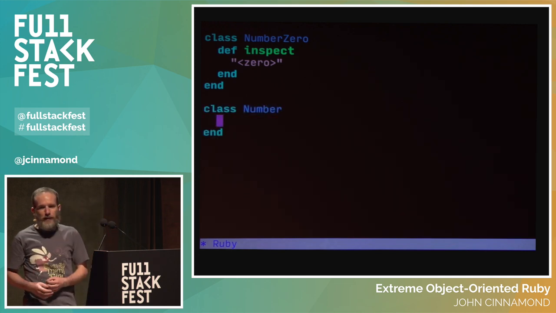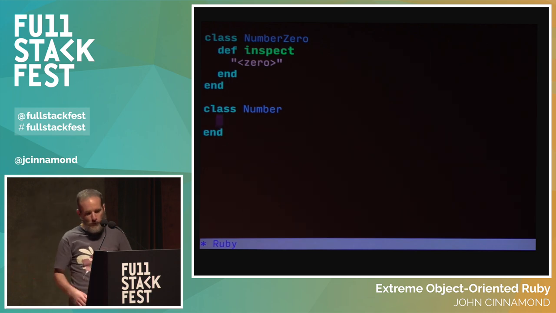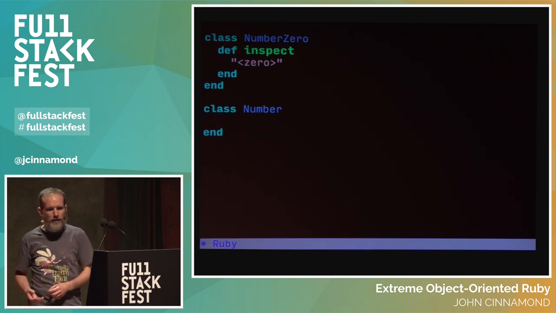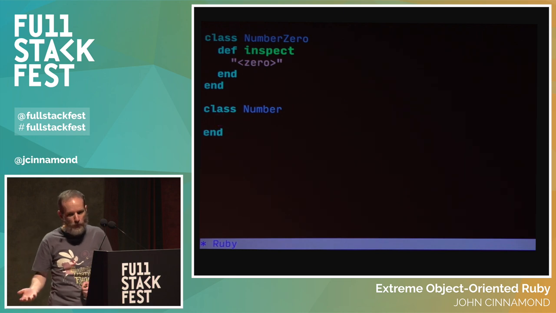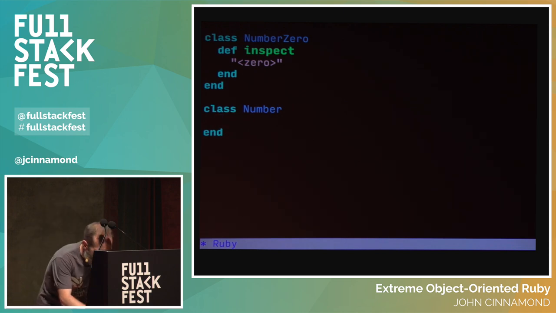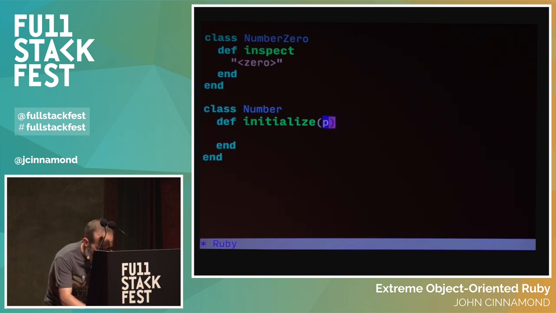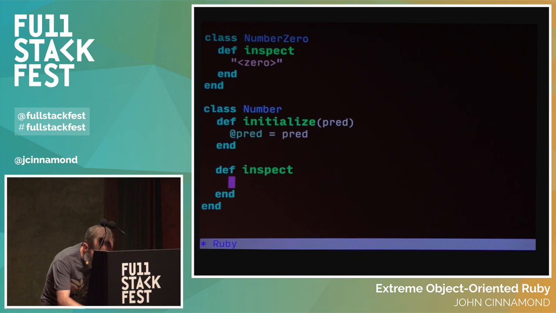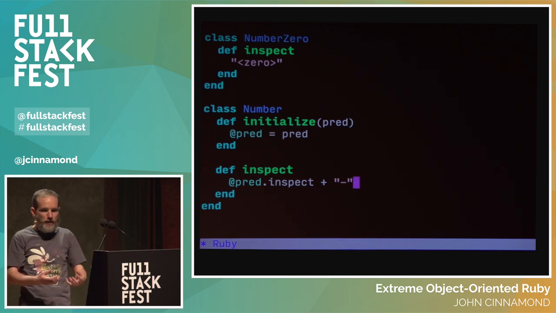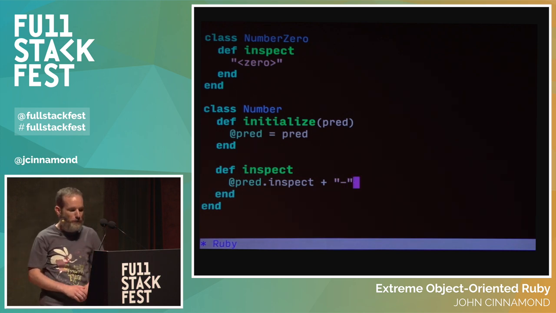Now, numbers are a bit different. When I was talking about numbers like 1 and 2 and so on, I always said they come after something, like 1 comes after 0, 2 comes after 1, and so on. So when I create these objects in the initializer, I'm going to pass in the thing that they come after. And I'm going to call this predecessor. I'll just store it in an attribute called pred for now. That's short. And then I'm going to add an inspect method here so you can see what's going on. And in here, all I'm going to do is inspect our predecessor. And then on the end of that, I'll just print a little dash so that you can see that this thing is here as well.